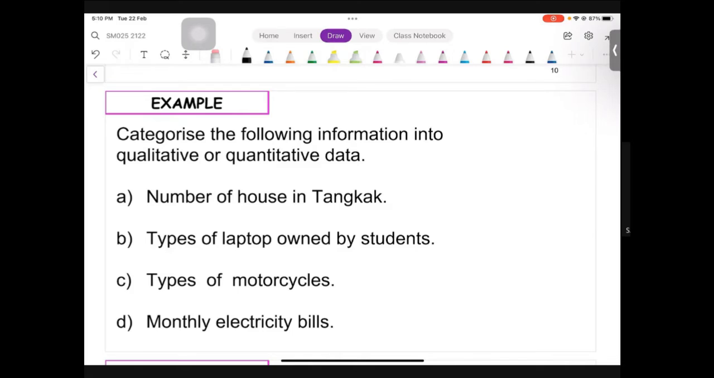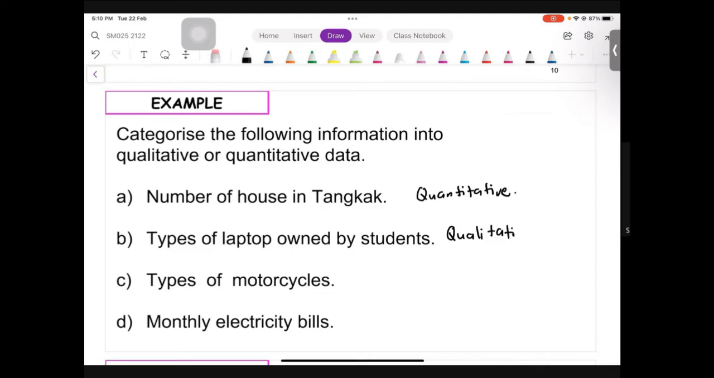So, for the first one, number of house in Tangkak. So, number, bilangan. So, that will be quantitative. Alright, next one, types of laptop. So, types, jenis laptop. Bukannya awak nak kira laptop tu berapa kan? Automatically, this would be qualitative.